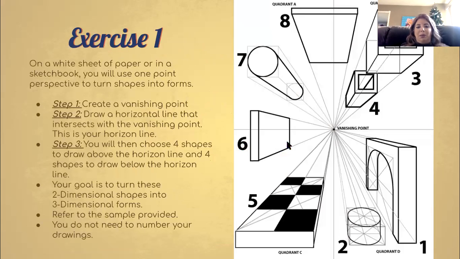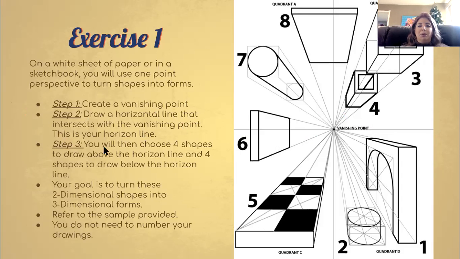On a white sheet of paper or in your sketchbook, you will use 1-point perspective to turn shapes into forms. Okay, so step 1, you're going to create a vanishing point. That vanishing point can be in the center, can be a little further above, can be a little bit further to the side, but that's up to you. You are then going to draw a horizontal line that intersects with the vanishing point. This is your horizon line. So that would be this line right here.